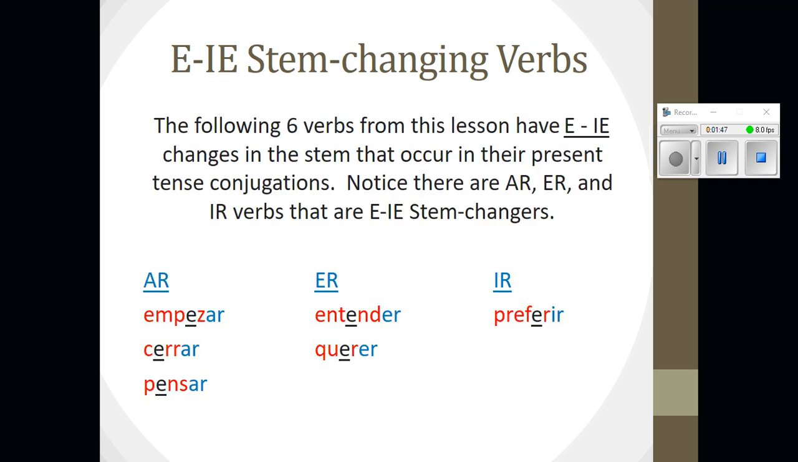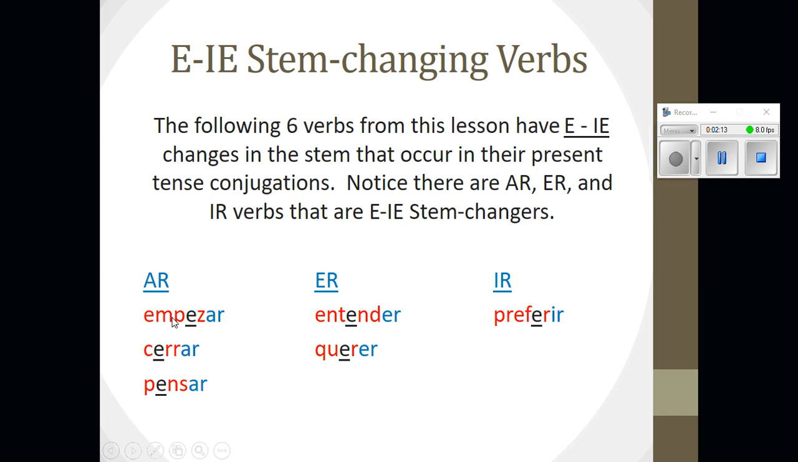All right, the following 6 verbs from this lesson have E to IE changes in the stem that occur in their present tense conjugations. Notice there are AR, ER, and IR verbs that are E to IE stem changers. Okay, so 6 verbs that we're learning that are new to us in conjugation ways from E to IE. This is weird. We've not conjugated any verbs that have a change in the stem until now.